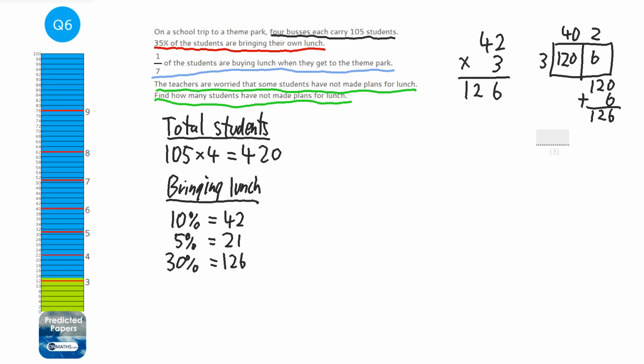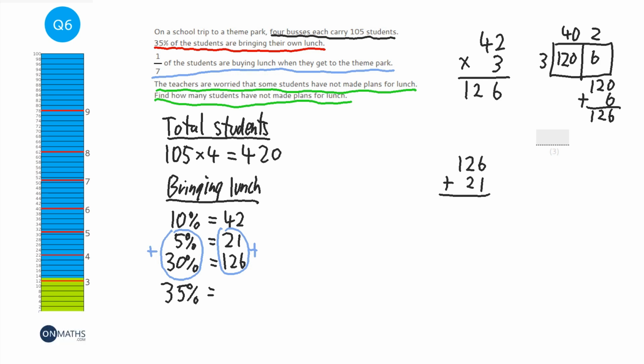Now 35 would be these two added together, because 5 plus 30 is 35. So 35% is going to be, and I can do a bit of working out here, 126 plus 21, or the other way around, 7 plus 1, so 147. Okay, so 147 students are bringing lunch.